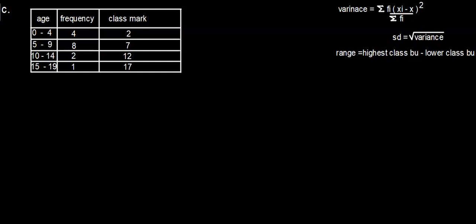24 divided by 2 is 12. So that's how you get the class mark. And now let's get the range, standard deviation, and variance.